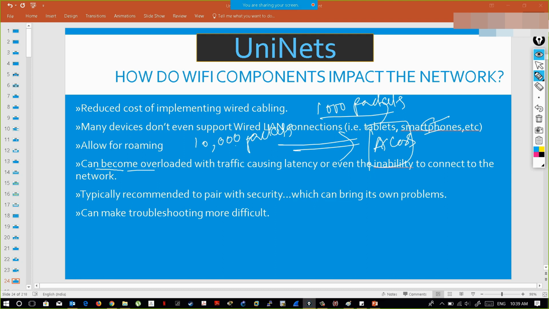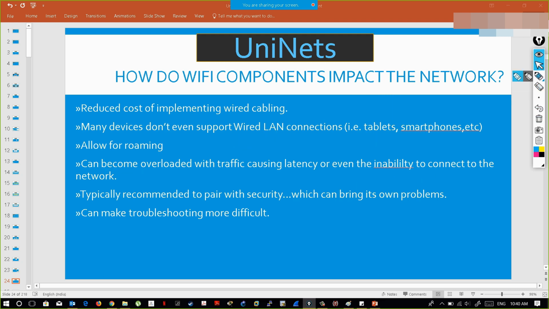Now what it does is, whatever new device wants to connect to it, it will not allow. First thing, you cannot connect, and the device becomes slow. This is the drawback. It can become overloaded with traffic, causing latency, slowness, or even the inability to connect to the network.